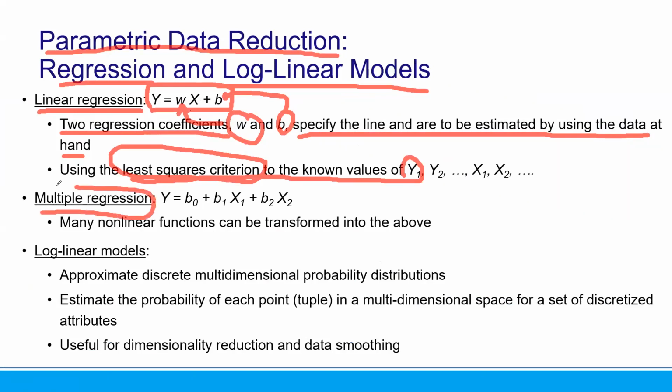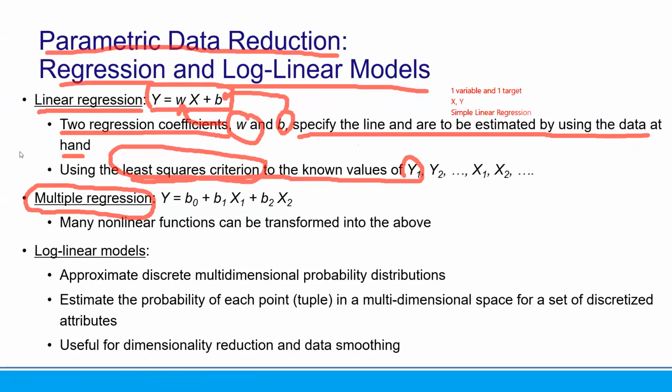Multiple regression. If we are dealing with linear regression, usually we say that we have one variable and one target. The variable is x, and the target is y. So one variable and one target. Usually we call this the simple linear regression.